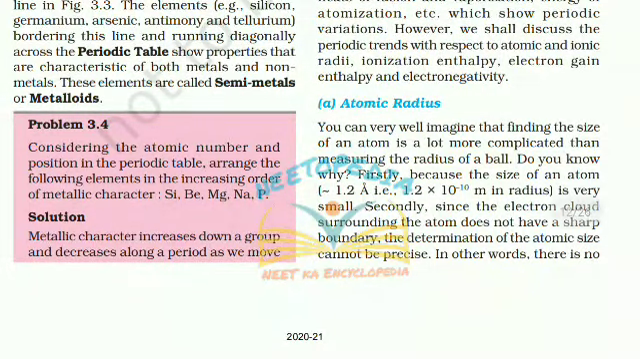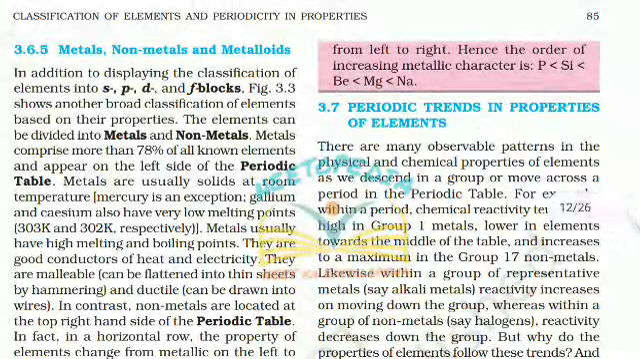Problem 3.4. Considering the atomic number and position in the periodic table, arrange the following elements in increasing order of metallic character: silicon, beryllium, magnesium, sodium, and phosphorus. The metallic character increases down the group and decreases along a period as we move from left to right. Hence, the order of increasing metallic character is: phosphorus < silicon < beryllium < magnesium < sodium.